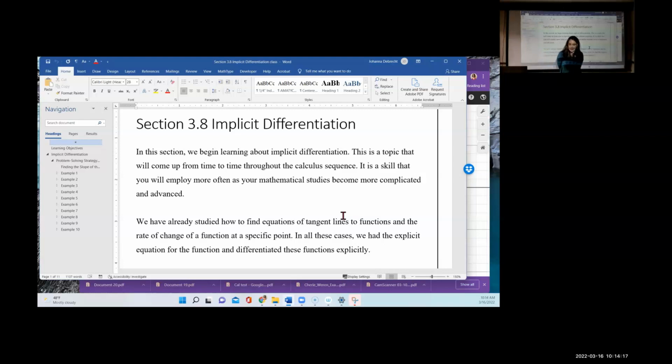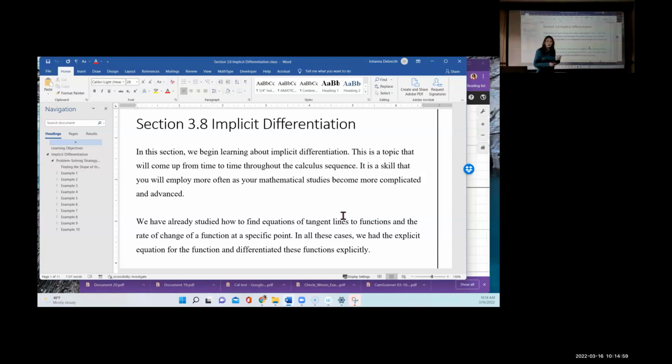Okay, 3.8, implicit differentiation. What are we going to do in 3.8? The title gives it away. Implicit differentiation. Differentiation means we're going to take the derivative. Implicit is different from explicit. What we've been doing are explicit derivatives. We had a formula and we took the derivative of it directly. When it's implicit, it is implied, which means we're going to have to find the derivative in a roundabout or circuitous manner. And that's exactly what implicit differentiation does.